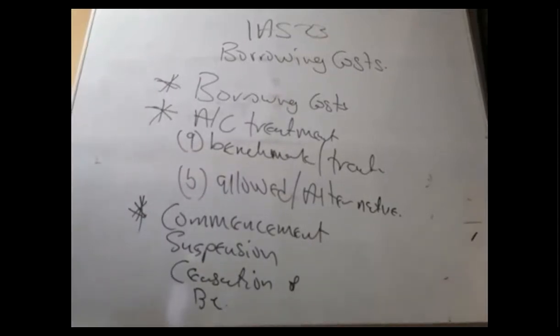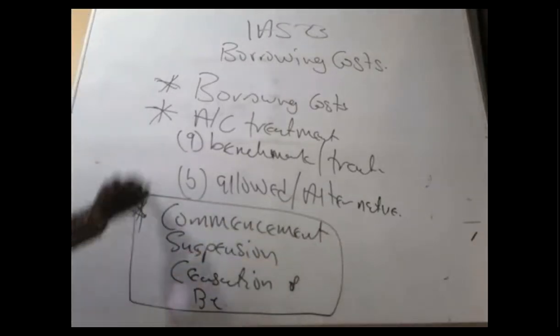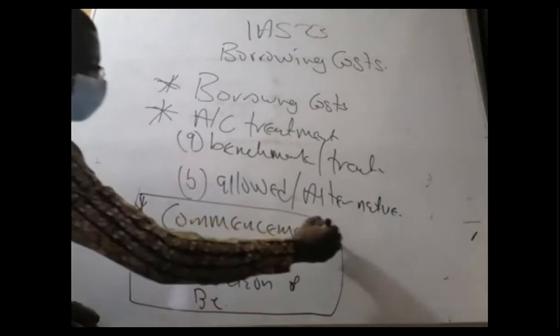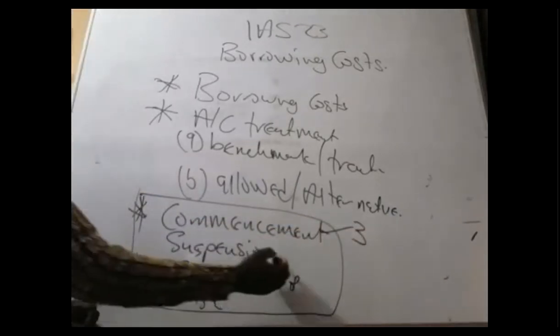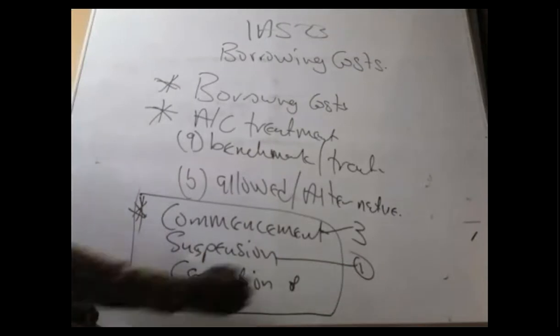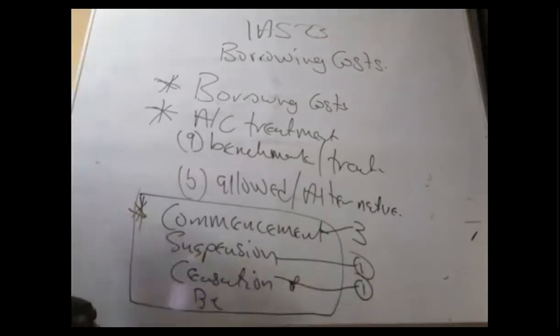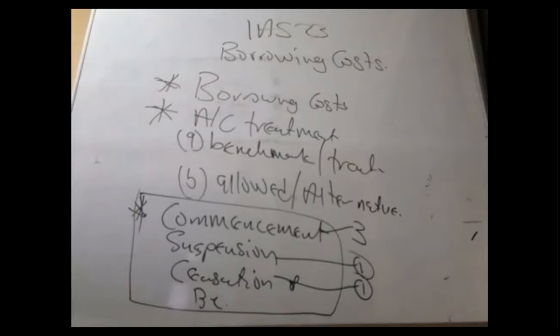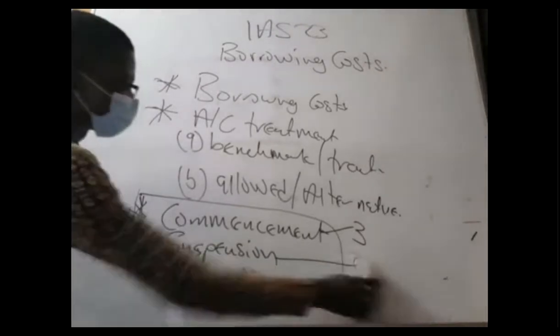So that is where we'll pick it from. These are the theory sections that we need to take care of: the three conditions for commencement, one condition for suspension, one condition for cessation, making five. If you have not gone through that video, I advise you to go through it before finishing this.